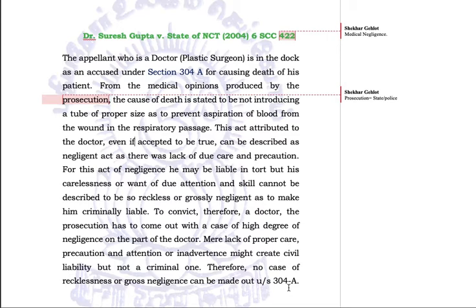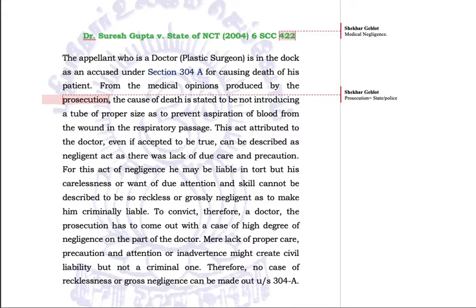The Supreme Court said that under 304A, a doctor cannot be held criminally liable for causing death by a rash or negligent act just because he forgot or did not take some proper precaution. There has to be some high degree of negligence against the doctor. Now, this is what the Supreme Court is saying, and we are bound by the Supreme Court.